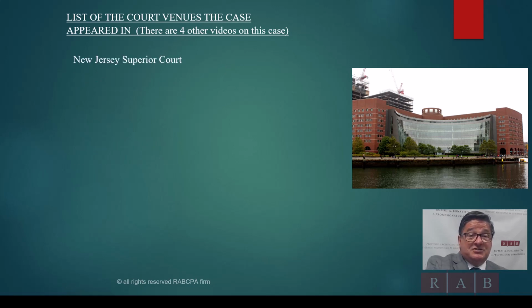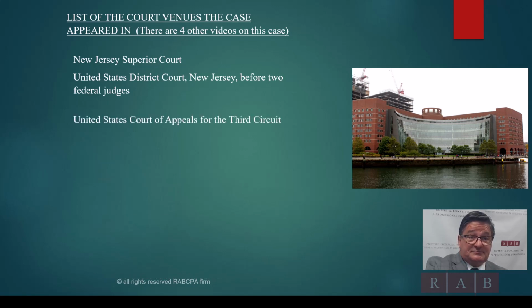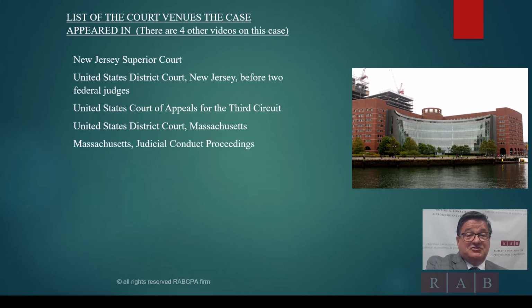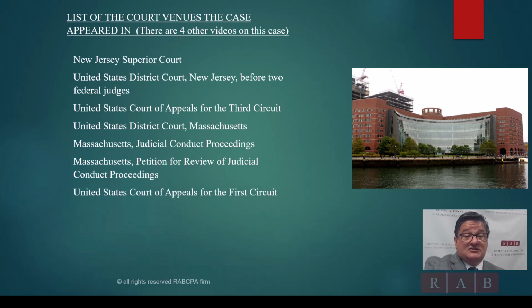Now, it was in the New Jersey Superior Court, the United States District Court, New Jersey, before 2 federal judges where we won, United States Court of Appeals for the Third Circuit, United States District Court of Massachusetts, Massachusetts Judicial Conduct Proceeding, Massachusetts Petition for Review of Judicial Conduct Proceeding, United States Court of Appeals First Circuit, and Supreme Court. As of this video, it's still winding through the judicial proceedings. But remember, when you're in the District Court of Massachusetts, especially in Boston, everything's here. First Circuit, District Court, a great court. I recommend you go there. Beautiful court. I had a great time up there, except for the decision the judge made. But otherwise, it was fantastic.